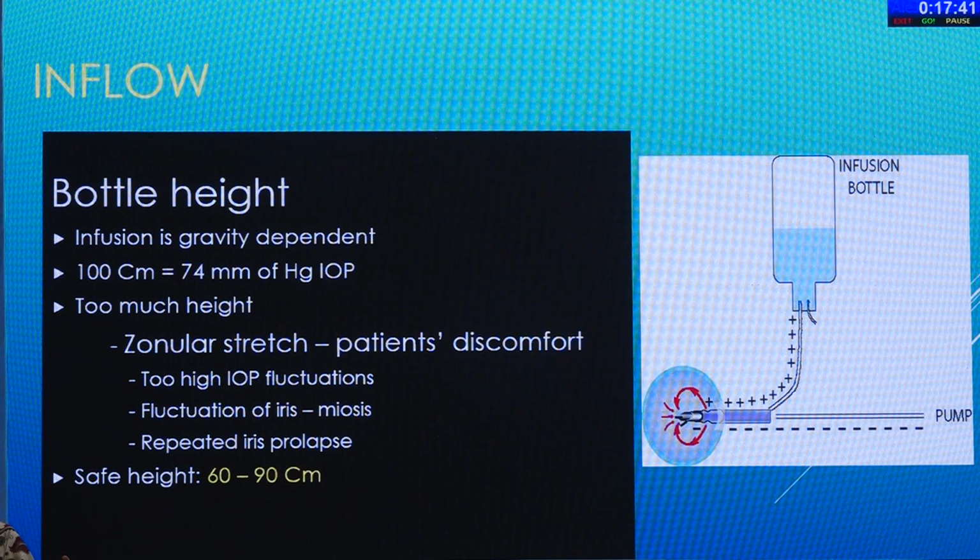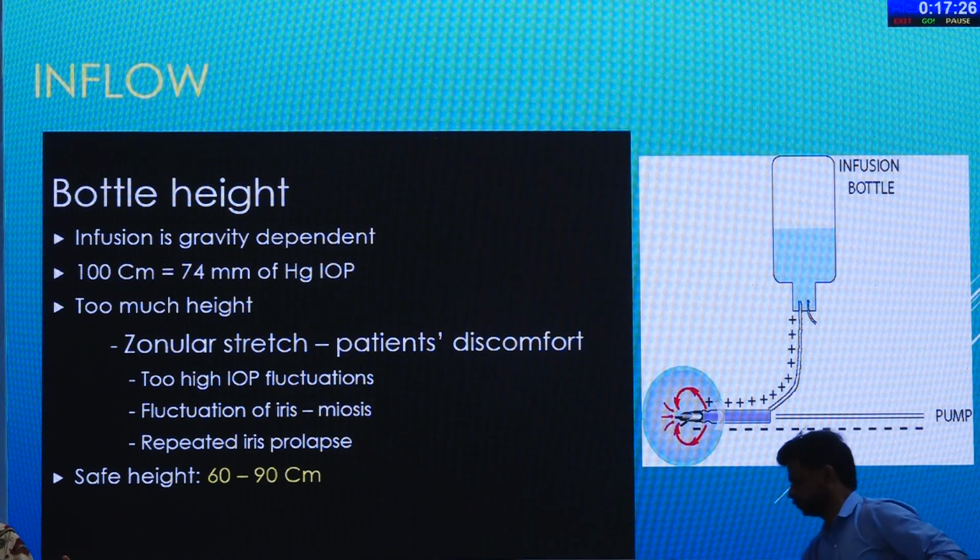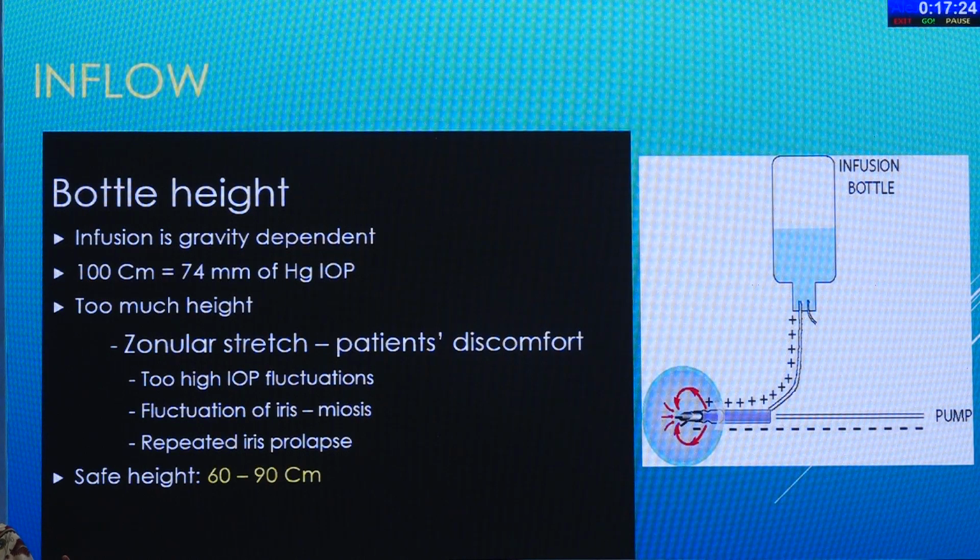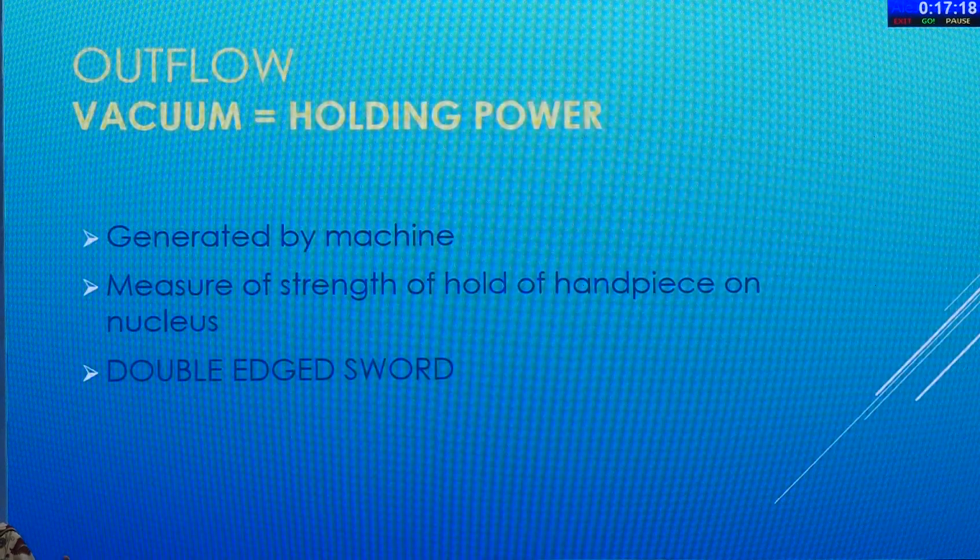Another thing is, if there is a lot of fluctuation in the iris because of a lot of fluid coming, it can lead to miosis and the pupil will become small and the surgery will become difficult subsequently. Also, if too much fluid is coming and we have larger wounds, if we do not have a very good wound construction, it might lead to repeated iris prolapse. So that is what we have to understand when we keep a bottle height. Now, we have discussed the inflow.